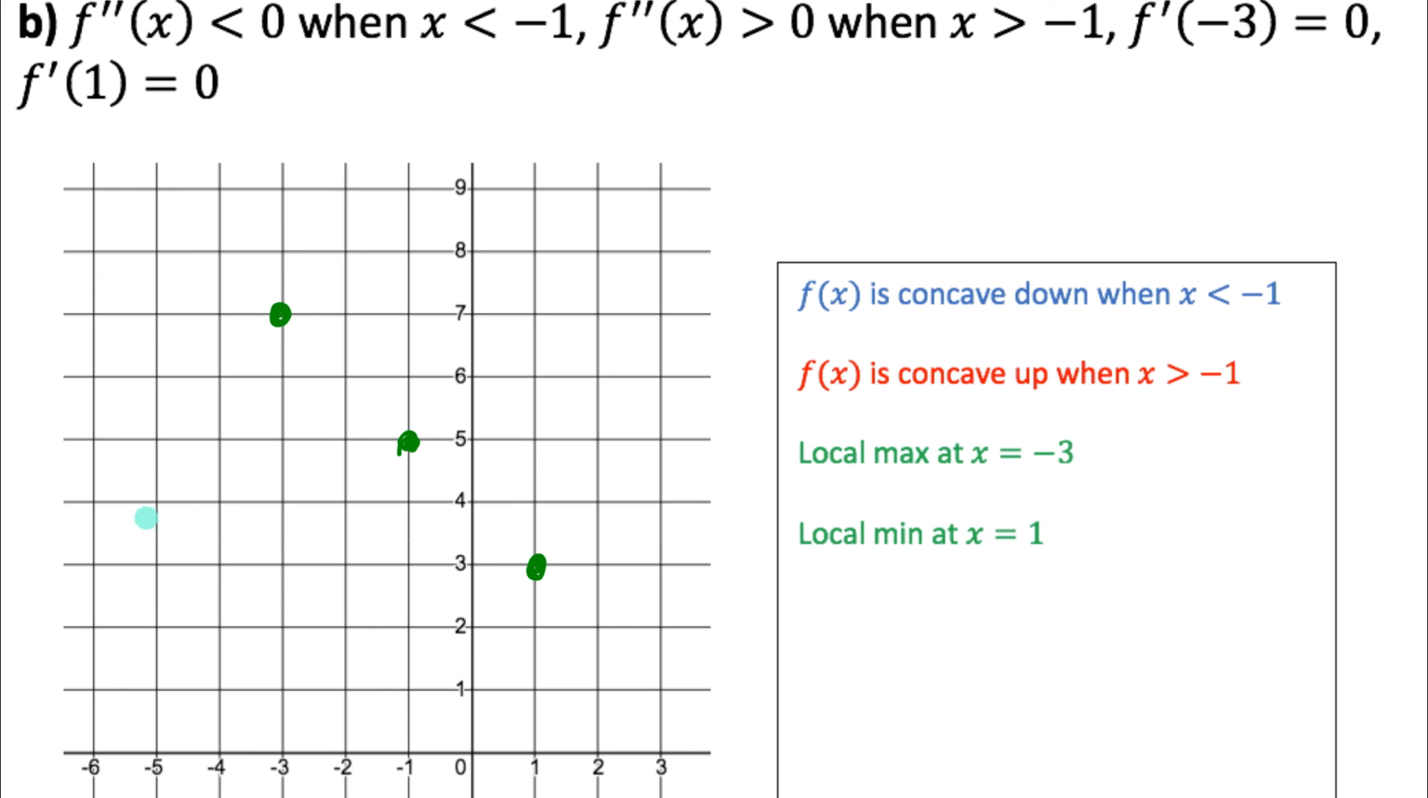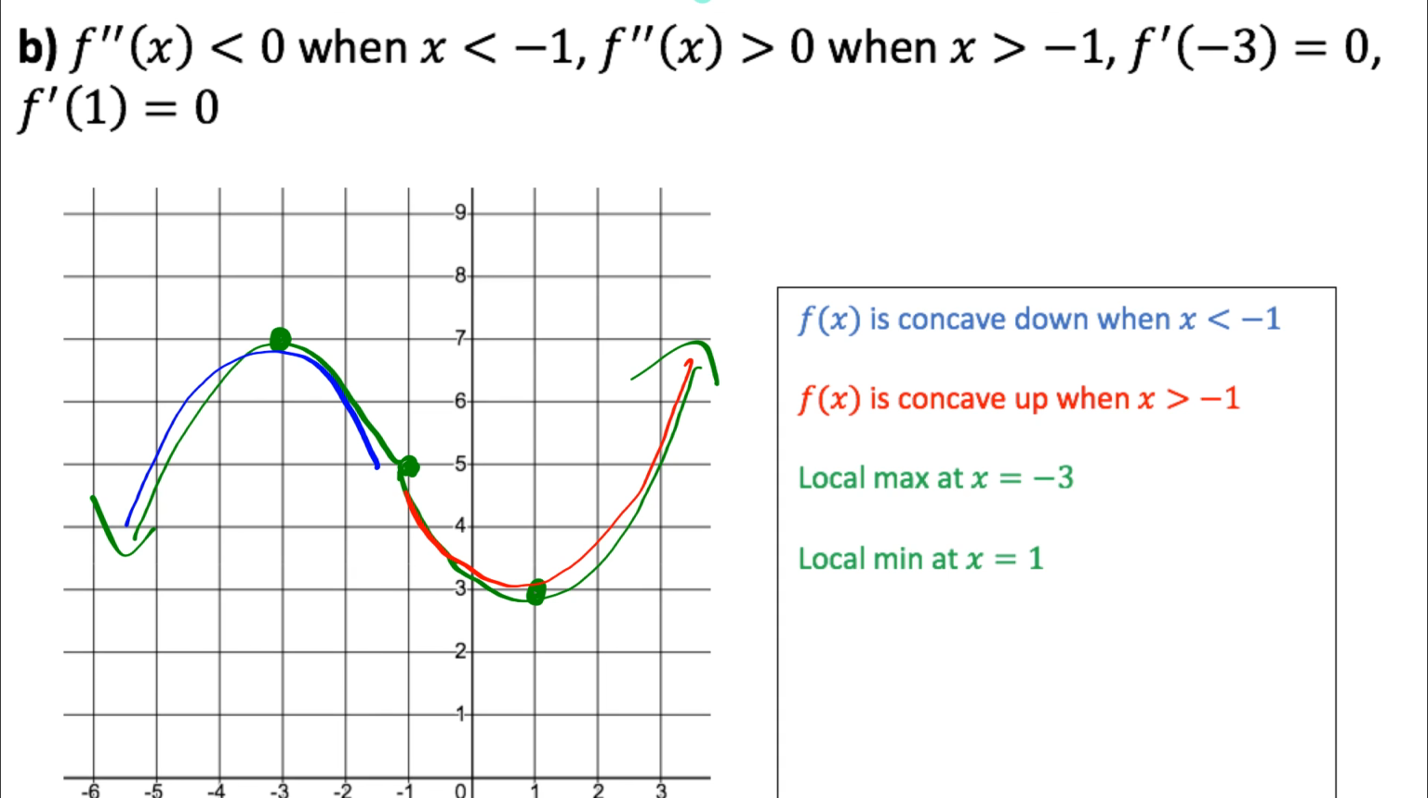And now I'll draw a function that's concave down before an x value of -1, so the slope has to be decreasing over that interval. And then the slope has to start increasing after an x value of -1, meaning the function's concave up. There we go. Notice concave down in that section, concave up in that section, with the correct local max and min points. Okay, that's it for this lesson.